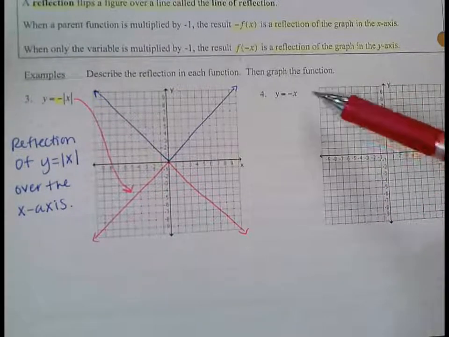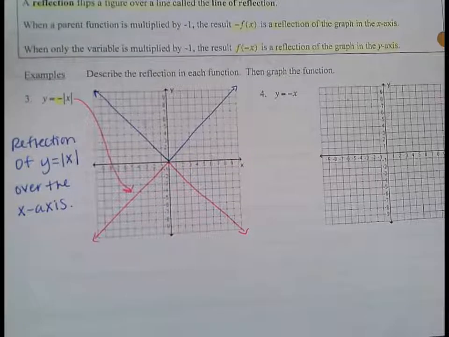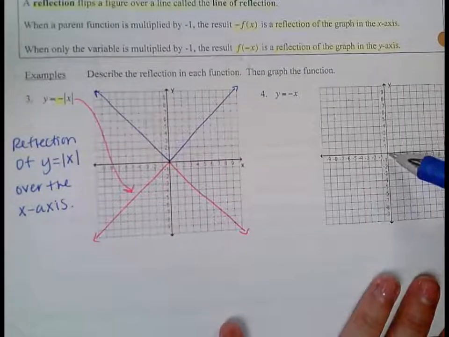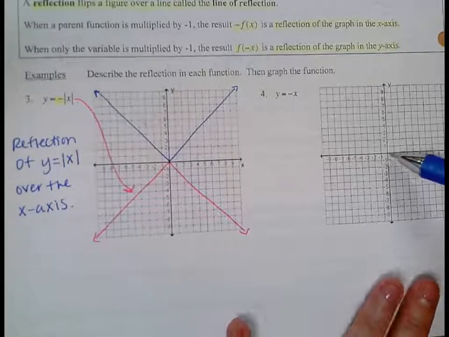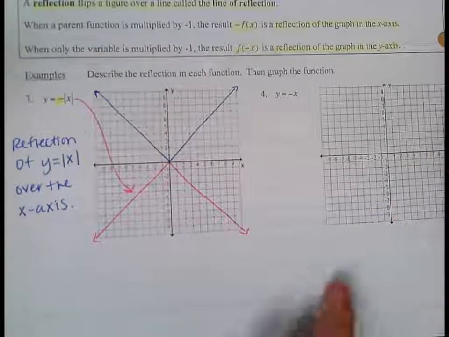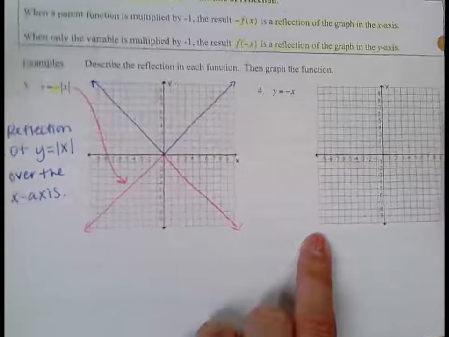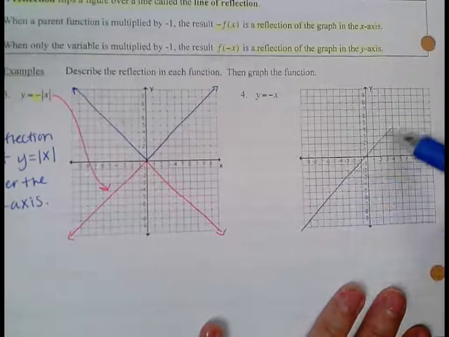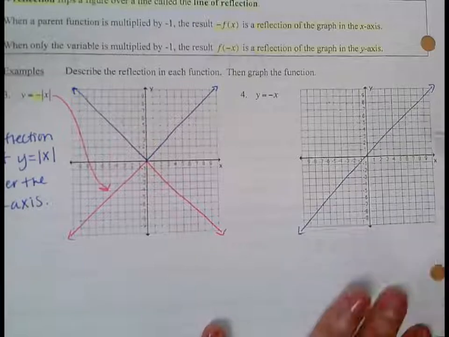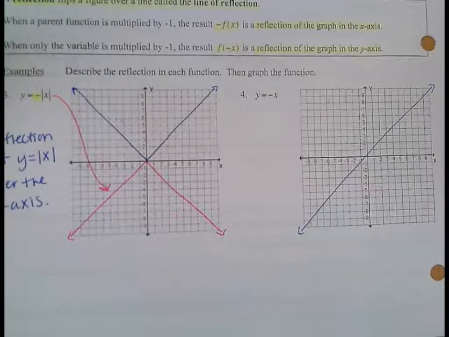So the parent graph for this one, I'll just draw that right away, is a line. It's the line y equals x. So it goes through 0, 0. It has a slope of 1. A quick way to draw it is it goes through the bottom left and top right corners of your grid. So that's the parent graph.